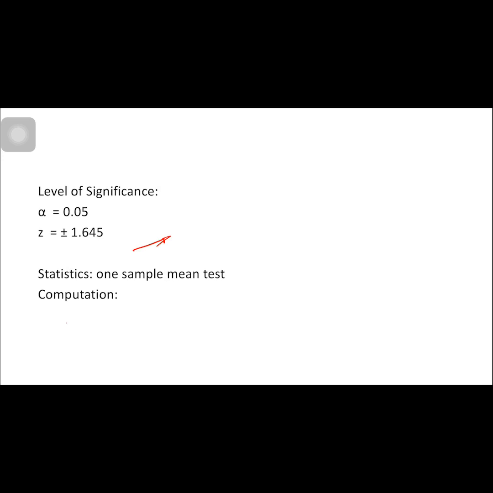To compute for that, we have z is equal to x bar minus mu over sigma over square root of n. And we have here 26,850 minus 26,000 divided by 2,350 over square root of 40. And this gives us a computed value of 2.29.